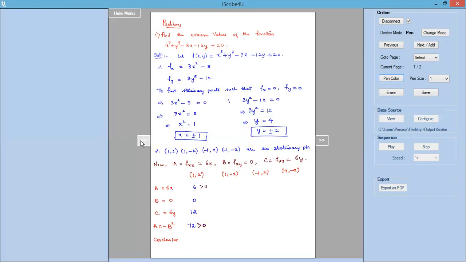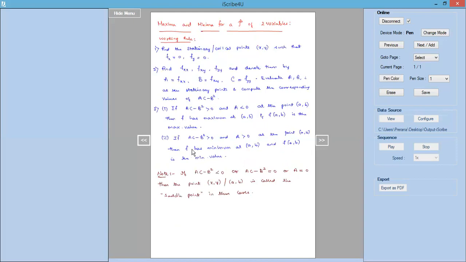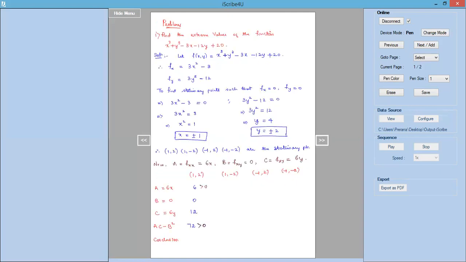So now we will recall from the theory, if AC minus B square is positive and A is also positive, then that particular point (a, b) is called the minimum point. Hence, we will be able to find out the minimum value from it. So conclusion will be minimum point for this. Similarly, we will do it for the second one now, that is (1, minus 2).